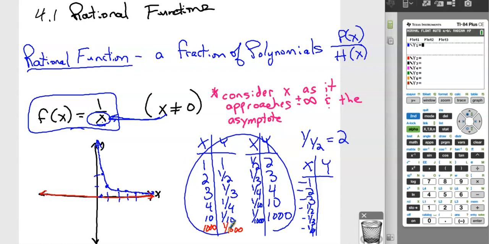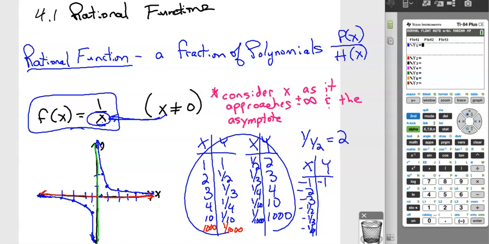If I plug -1 in, I'm going to get 1 over -1, which is -1, so 1, -1. Then if I plug -2 in, I'm going to get -1/2. If I plug -3 in, I'm going to get -1/3. And if I plug in -1/2, I'm going to get -2. So notice this graph on this side is going to look like this. Again, it's going to get closer and closer to 0 right here, never touch it, and it's going to get bigger and bigger in a negative way. But it will never, ever reach this line right here, the red line.